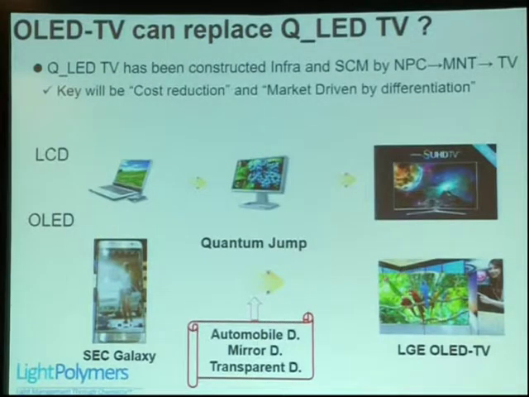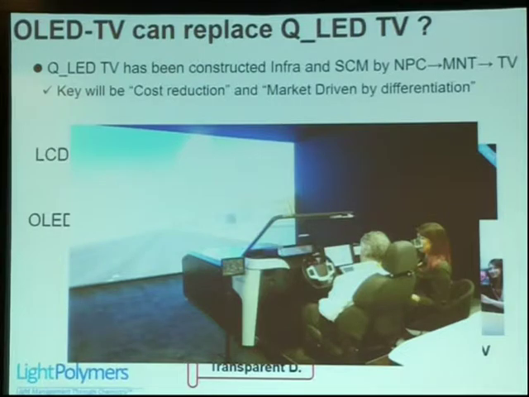So actually, the amount of the investment for OLED in the case of 100K per month of 8.5 generation is almost 10 billion. By the way, the LCD case is 4 billion. So the depreciation ratio of the OLED is too high, almost more than 40%. It's a big difference. That's why the OLED panel cost is very high. Okay, this is an automobile display.